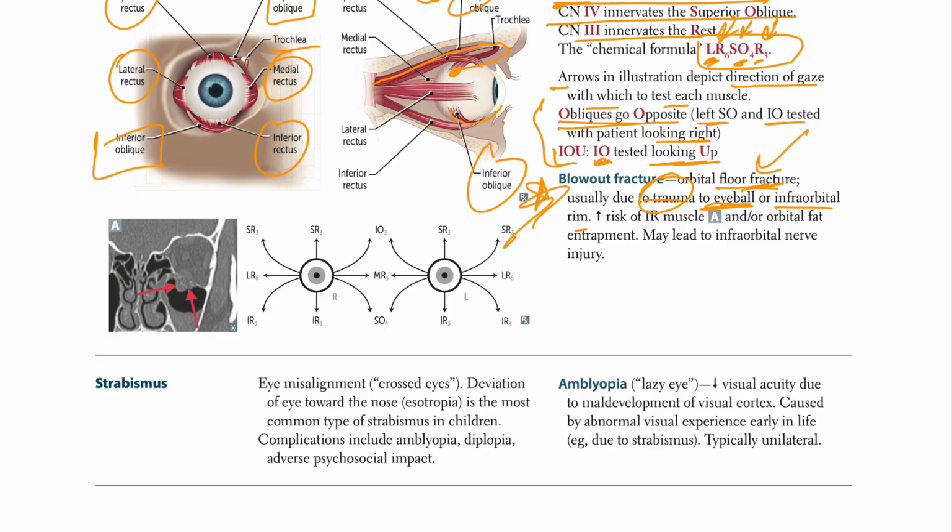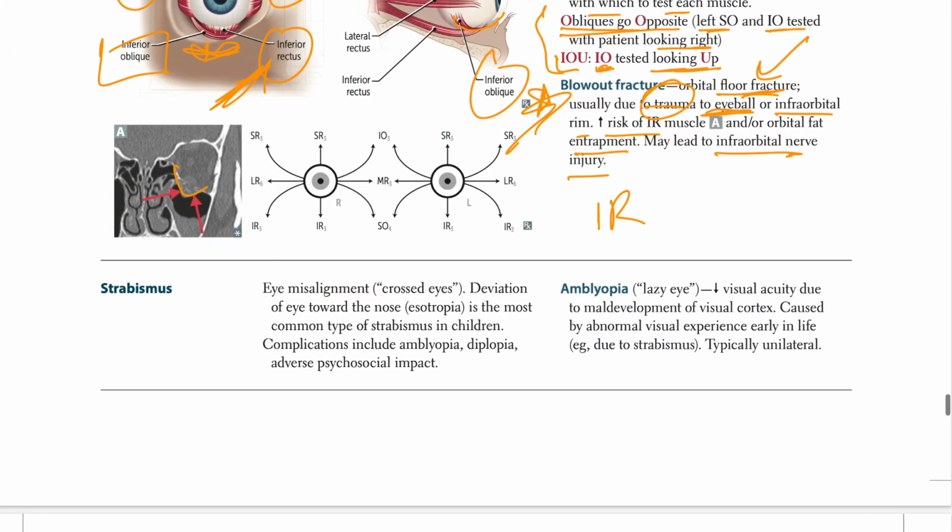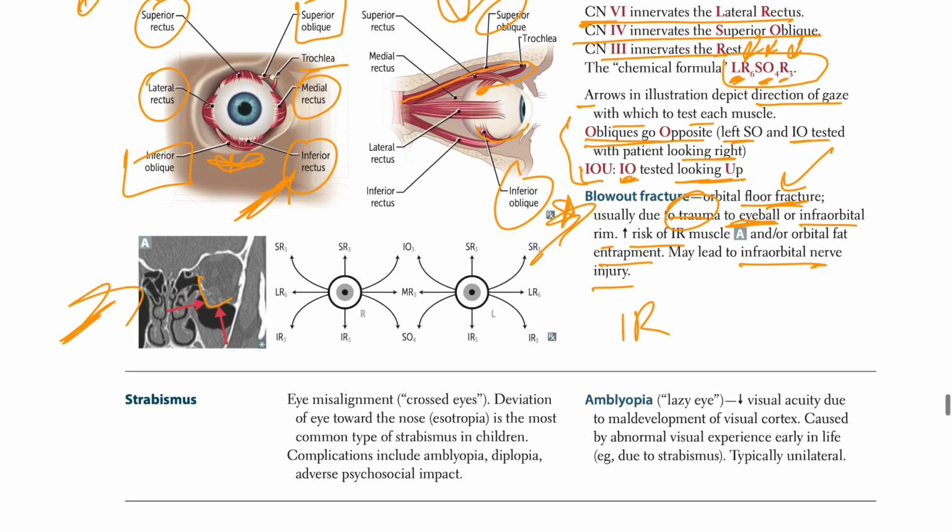Because this lower part is prone to fracture, okay? Increased risk of IR muscle and/or orbital fat entrapment. So the inferior rectus can entrap in this, as the inferior rectus is at the very bottom here. So it can entrap, and/or orbital fat can also be entrapped here. It may lead to infraorbital nerve injury also, okay? And this is a very high yield image.